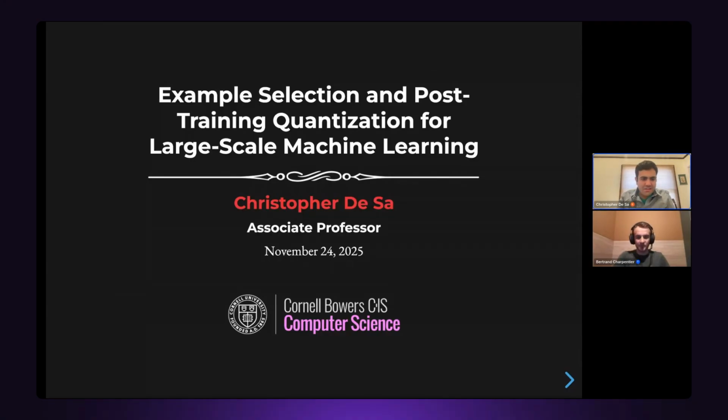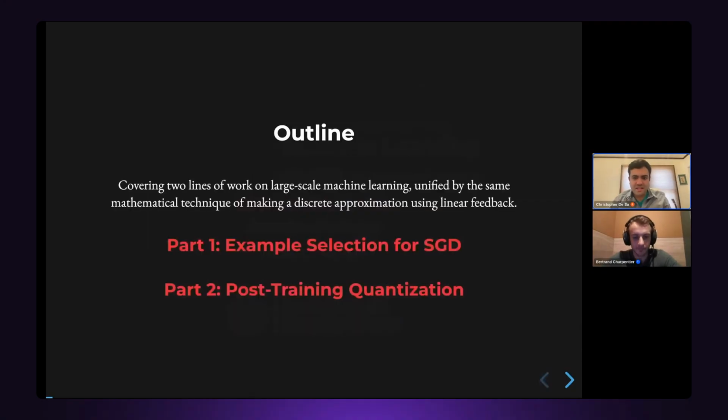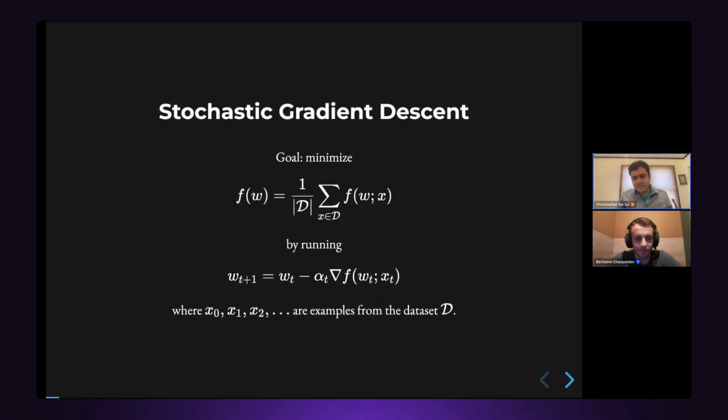Great. Thanks for the introduction. Today I'm going to be talking about a couple of relatively mature lines of work in my lab that are unified by a single mathematical idea of using a sort of linear corrector or feedback path to make better discrete decisions within machine learning systems to make those systems more efficient. And I'll start out by talking about the example selection problem. Here, this is motivated within the context of running large-scale learning.